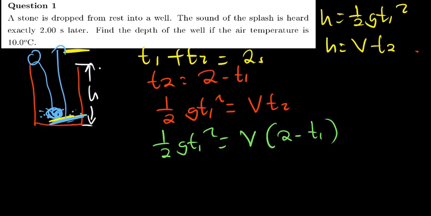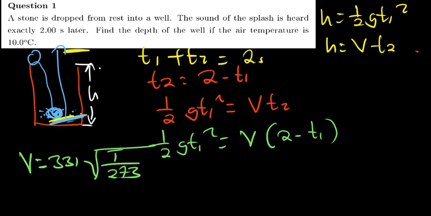But again, we've been told to find the depth of the well if the air temperature is 10 degrees. So I need to find the velocity when the air temperature was 10 degrees. And I know that v is equal to 331 times the square root of the temperature divided by 273.